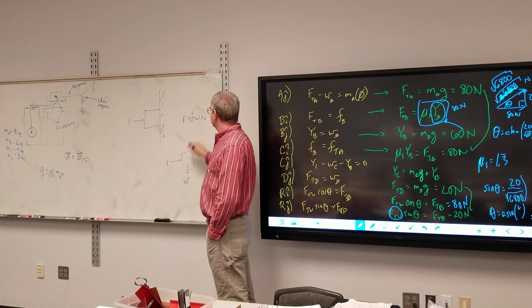You would have normal, wouldn't you? Yeah, which way does normal point? Pushing out. Yep, and then friction going up. If there were no friction on it, the big F and Y would cancel each other out, and I'd have this weight. This is in free fall as is. So there's got to be something keeping it from doing that.